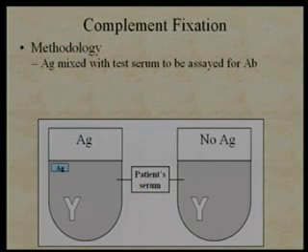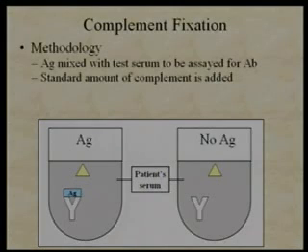Well, what's going to happen? In this tube, if the antibody is there, the antigen will bind to the antibody. Of course, nothing's going to happen here because we haven't added anything. The next thing to do is to add some complement. A known amount of complement is added to this. So what's going to happen? In here, you now have antigen-antibody complexes. So the complement can bind to the antigen-antibody complexes, and it will be fixed, and it will be consumed. All right, this is complement fixation.